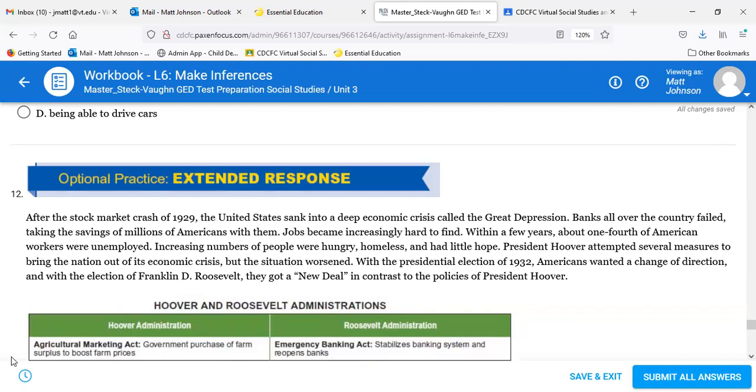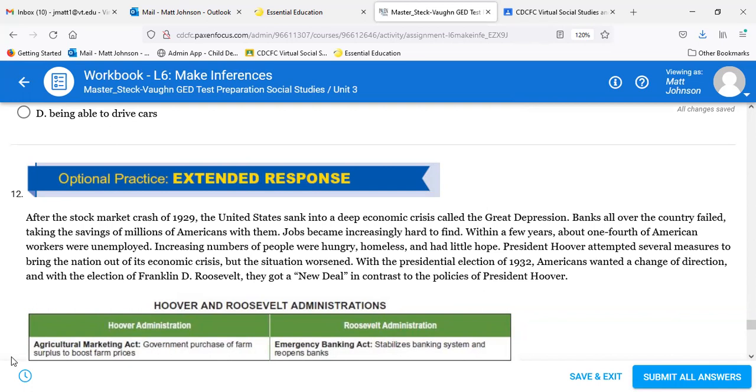So after the stock market crash of 1929, the United States sank into a deep economic crisis called the Great Depression. Banks all over the country failed, taking the savings of millions of Americans with them. Jobs became increasingly hard to find. Within a few years, about 1/4 of American workers were unemployed. Increasing numbers of people were hungry, homeless, and had little hope.